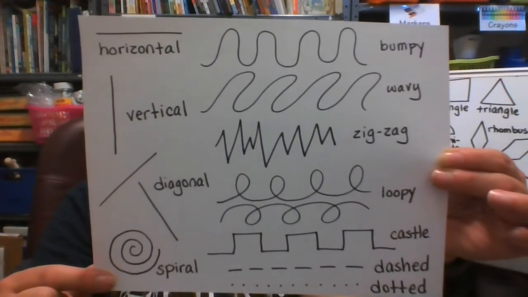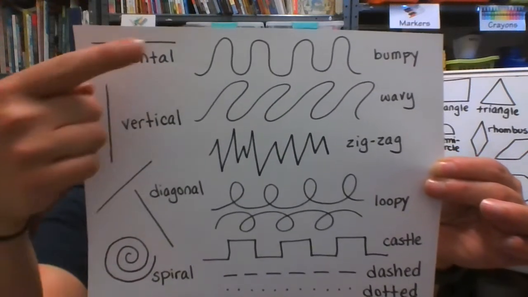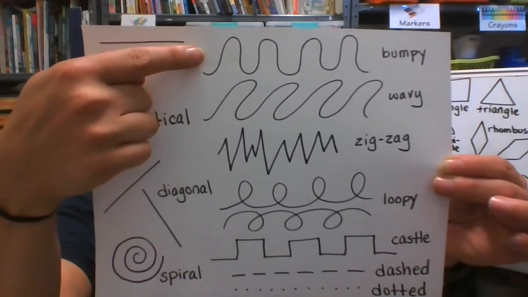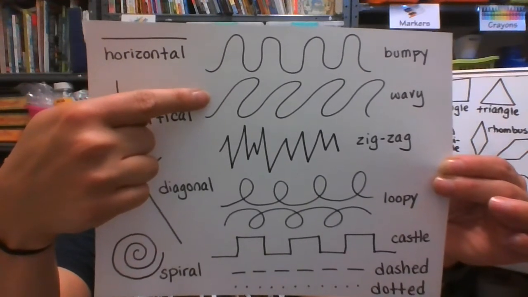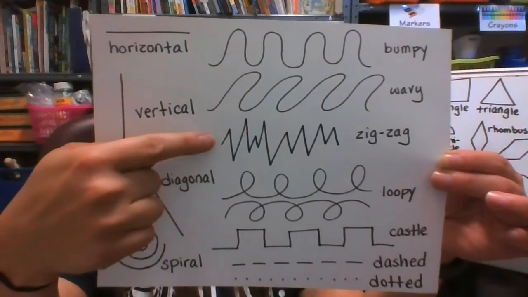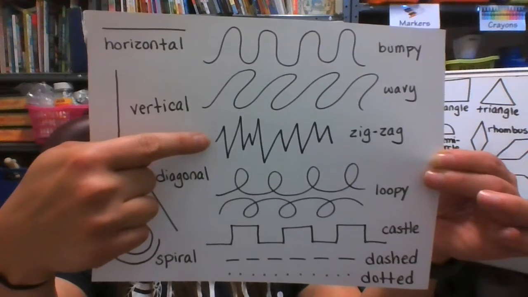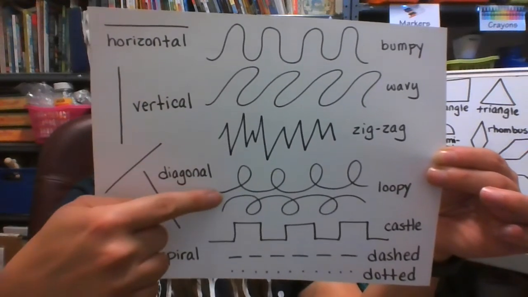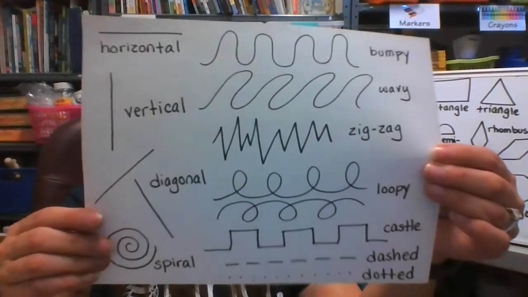The spiral line goes around in a circle, kind of like a seashell. The bumpy line looks like bumps going up and down. And the wavy line looks like bumps on a slant, kind of like the waves in the ocean. The zigzag line also goes up and down, but ends in a point each time. The loopy line, or sometimes called the curly line, looks like curly hair.